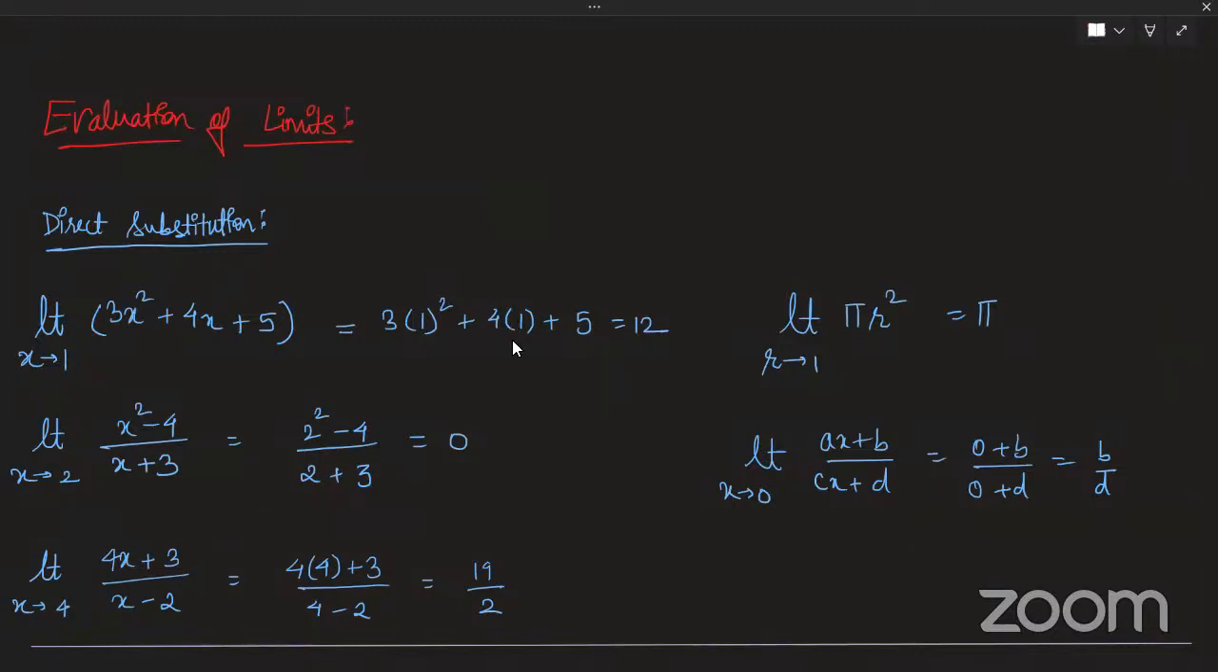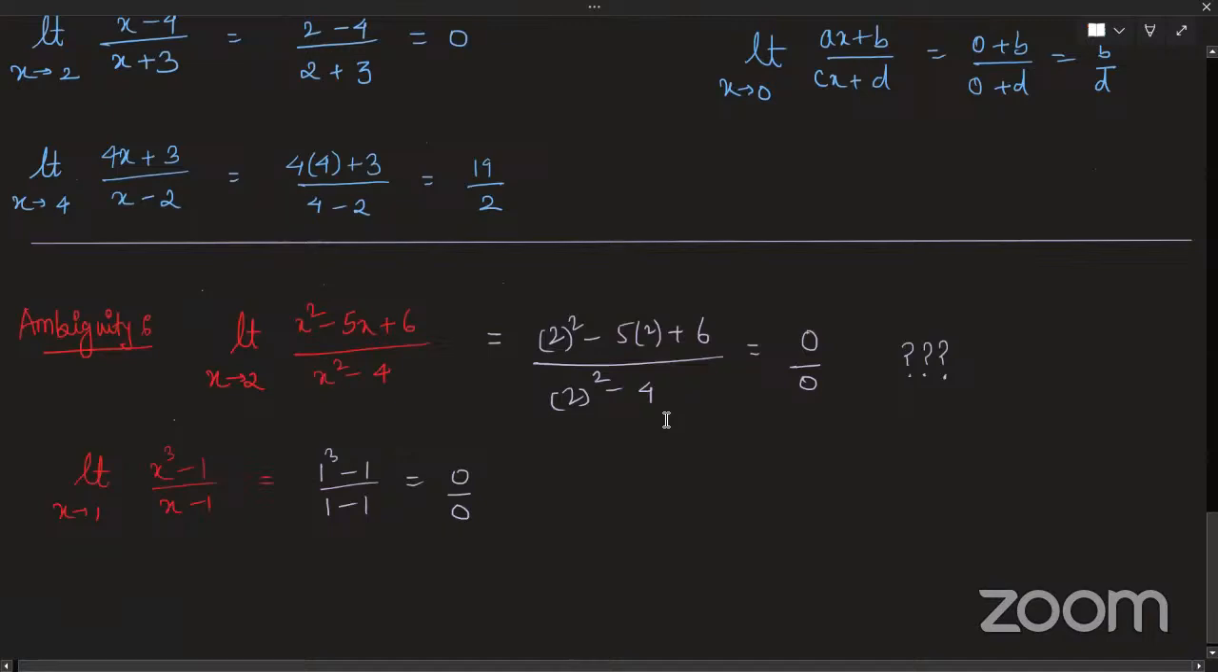any given point. But now comes the ambiguity. Now comes the ambiguous part. So I have a limit x tending to 2, (x square minus 5x plus 6) divided by (x square minus 4). What will happen if you plug in the value x is equal to 2? What will happen? 0 by 0. Correct. It is 0 by 0, right?